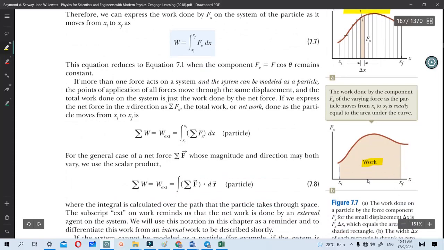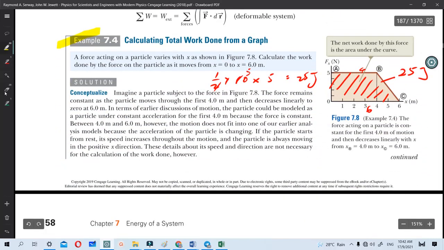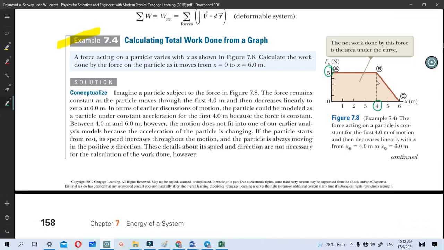So that is the shaded area. This is an example of how we can do it. You are given a situation where the particle travels from 0 until 6 meters, and we calculate the total work done by the force on the particle. The total work should be equivalent to the whole shaded area here. In that case, 5 times 4.